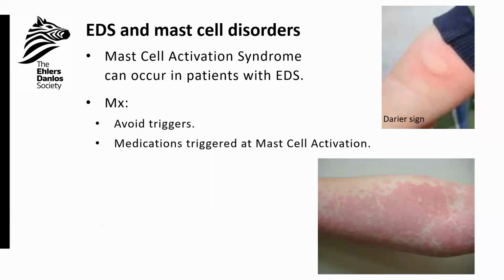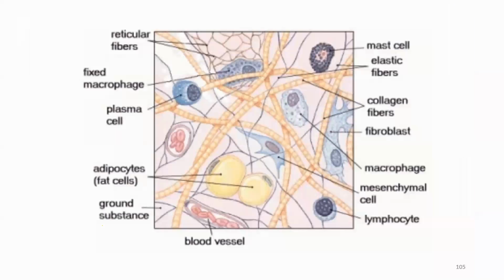You will recognize mast cell activation syndrome from systemic mastocytosis, but this is also something that is seen in the Ehlers-Danlos syndromes. And here the management is really just to avoid triggers and to use medications directed at mast cell activation. I just included a picture there of Darier sign again, which is dermatographism, where mast cells are activated when you irritate the skin, really.